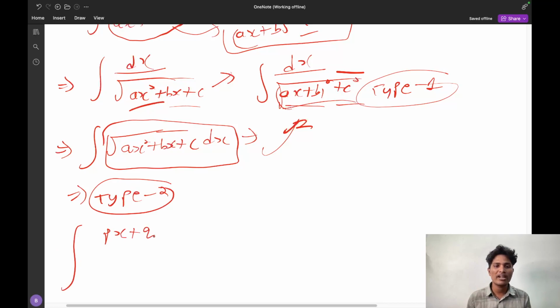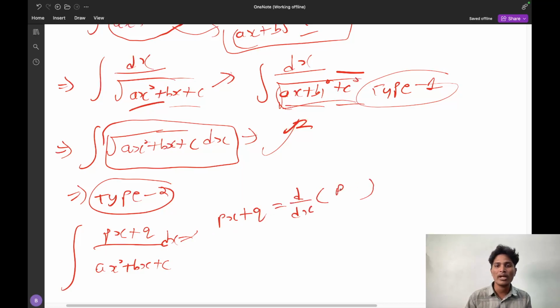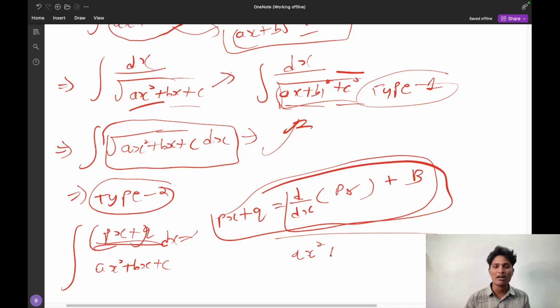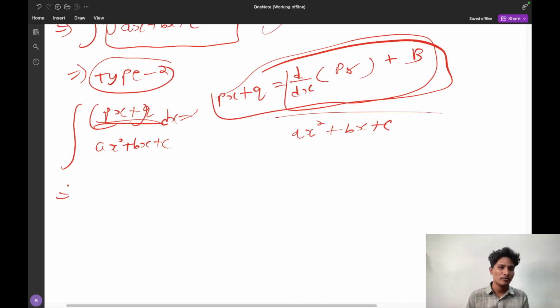That is, px plus q divided by ax square plus bx plus c. Suppose this is the format, how can we solve this integration? What we have to do? We have to write px plus q as the differentiation of the denominator plus a constant, and we have to divide with the quadratic, that is ax square plus bx plus c. Then the question will be changed. I will explain how the question will be changed.